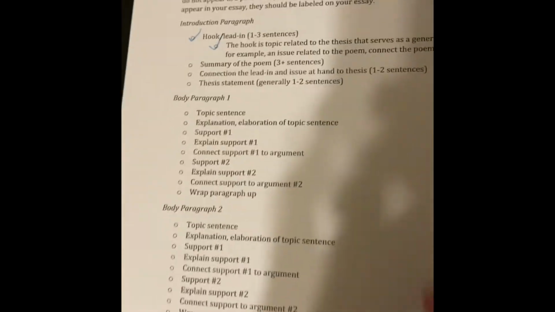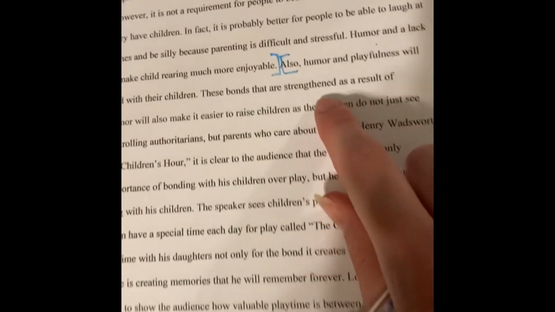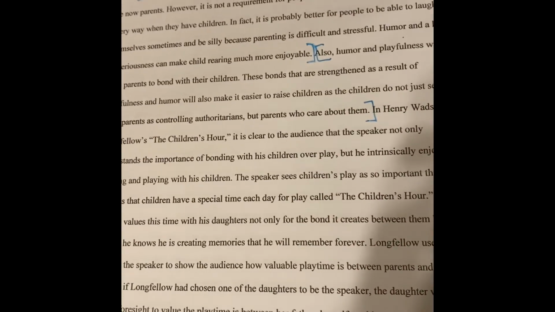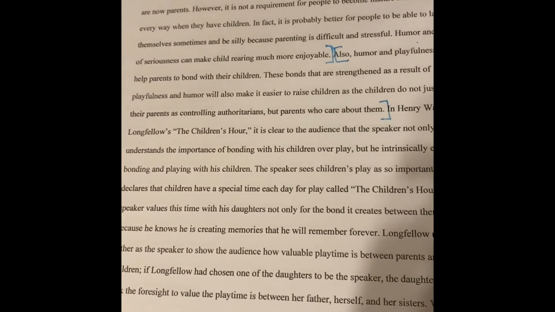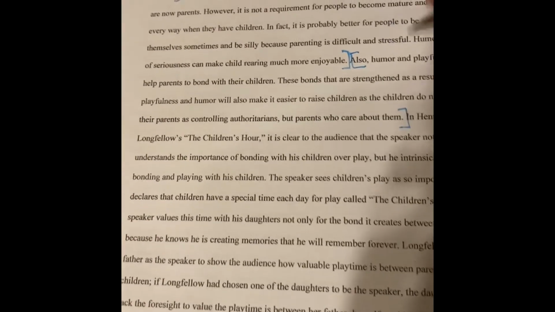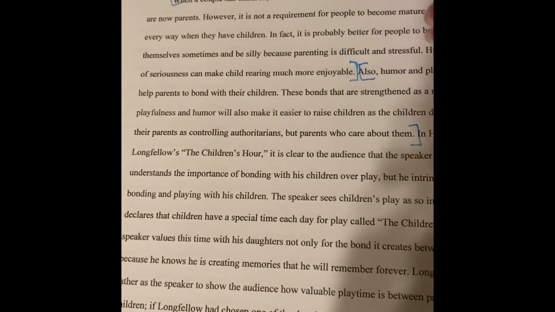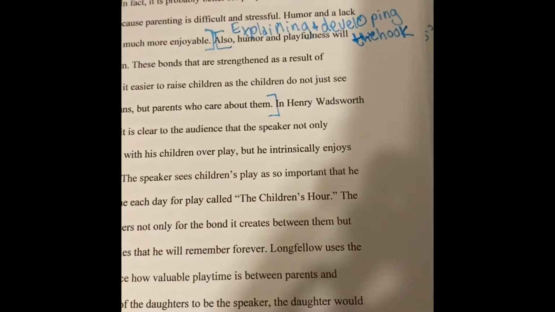Okay. Now, when I go back to my self-check sheet, you'll notice that the next thing that is required is the summary of the poem. Here, I'm not summarizing the poem. This is an idea that's related to the poem. It's not quite the hook, but it's also not the poem. So I need to think about, what is this doing? To me, it seems like it's adding on to this idea. So I'm going to say explaining and developing the hook.